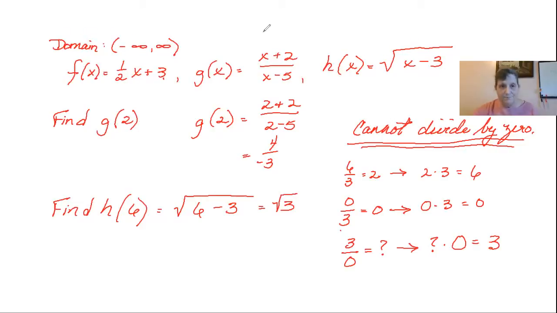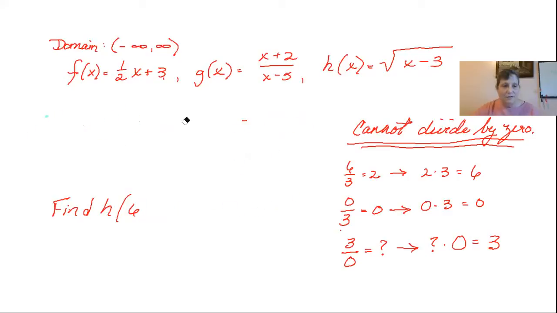Here we have a problem. Let me clear some space here. In this function, we cannot keep any x value that would make the denominator 0. We can't have a 0 in the denominator. So what would make the denominator equal 0? Well, if I set the denominator equal to 0, then I'm quickly going to realize that 5 is the problem. So the domain here is that x cannot equal 5, because that would make it undefined.